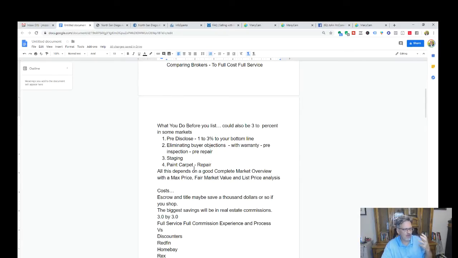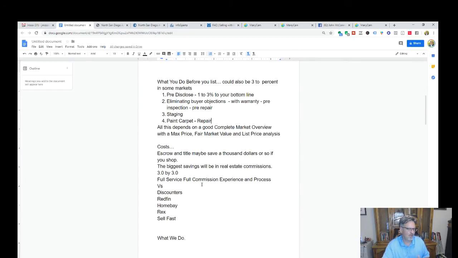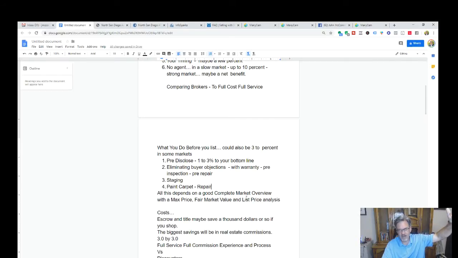So you want to have a good overall market overview, a good context. Now when you have an idea with that, you can say, well, what am I going to do to improve my net? Well, one is top dollar, sell for the absolute max. Two is don't over-repair or spend too much money on your repairs. And then three, save on costs.